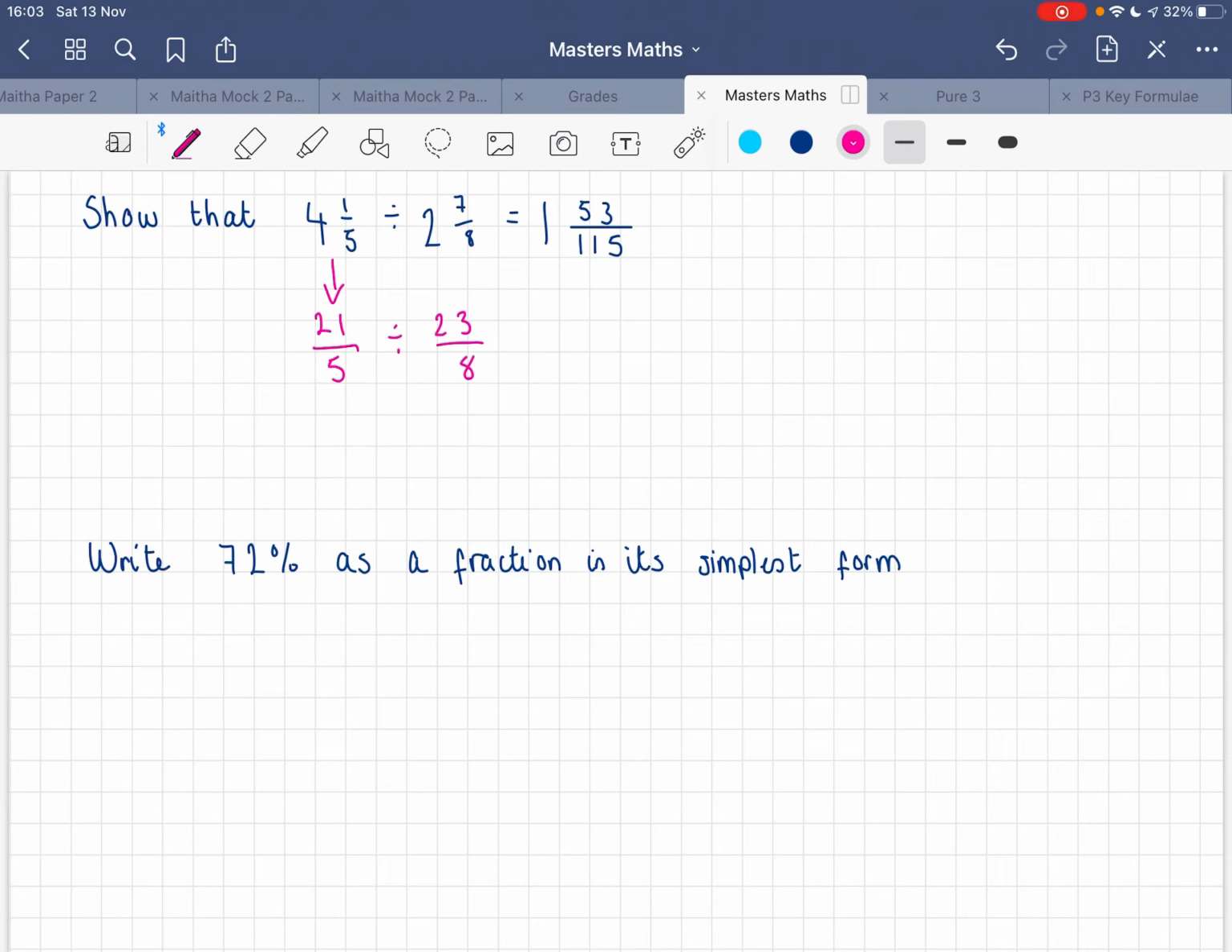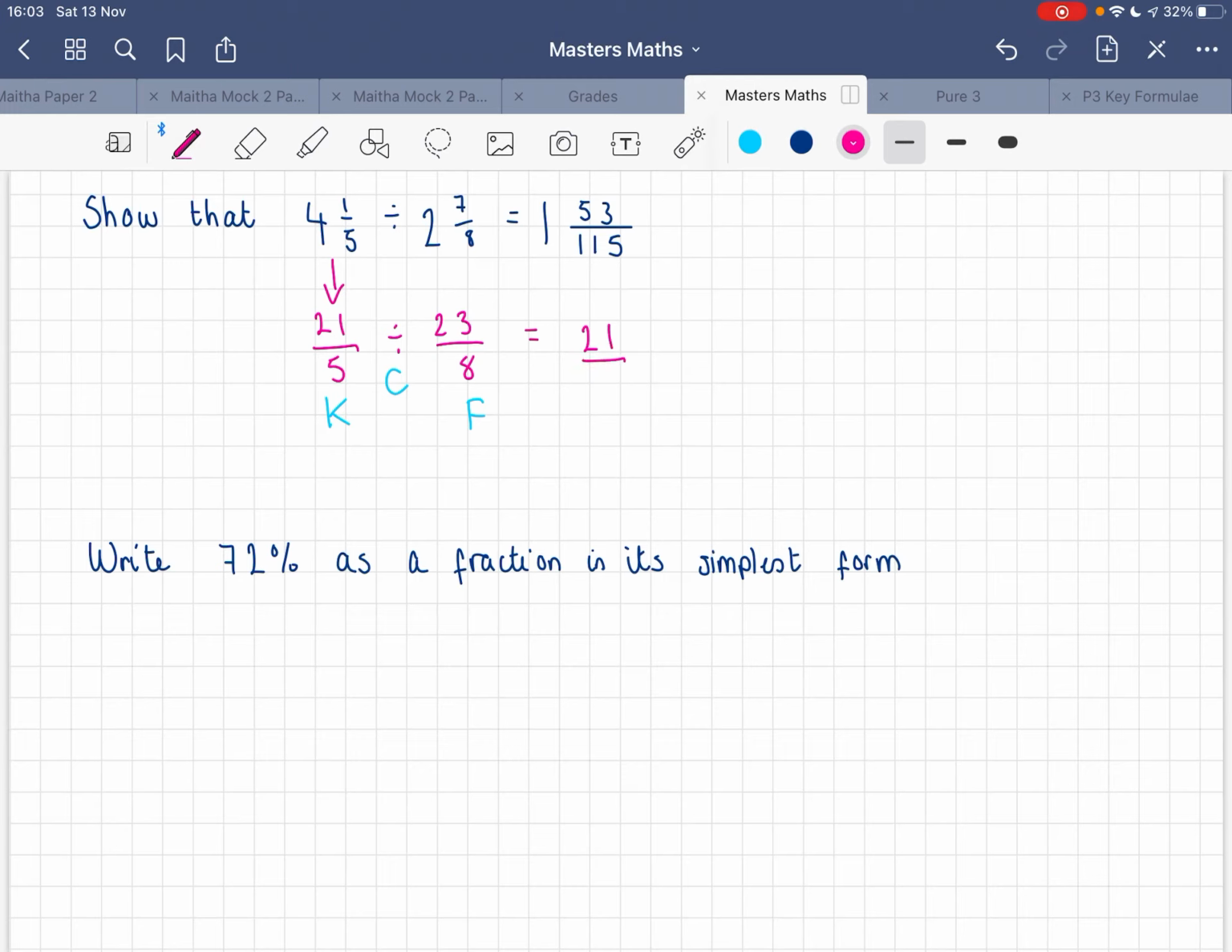Now to divide fractions, we are essentially multiplying by the reciprocal. Or an easier way of remembering that is KFC. So we keep the first fraction the same, we flip the second fraction over, and we change our divide into a multiply. And that makes it a lot easier to work with.